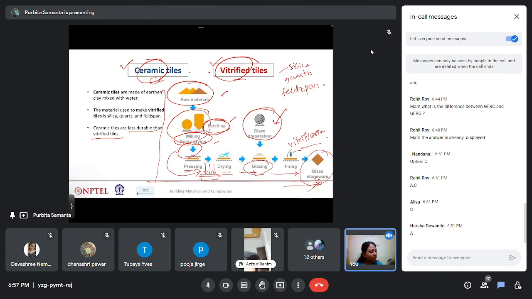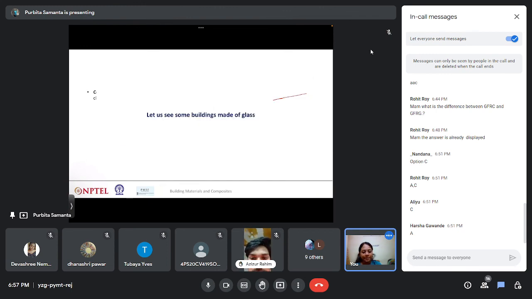Also, we should see why we do vitrification, so that we can impart strength. So all these things are there. Each and every step has its utility, and each step is very distinct as well. This part is clear to you all, tiles and all.